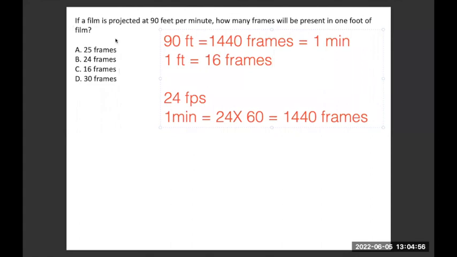In this, just remember, if you are not given how many frames per second, how many FPS, assume it to be 24 FPS. If you're given, then take the value that is there. Okay. Is this clear? Yes, ma'am. Okay.